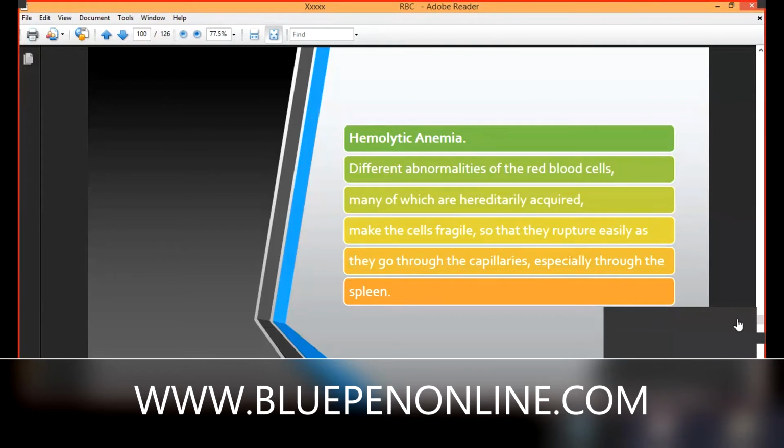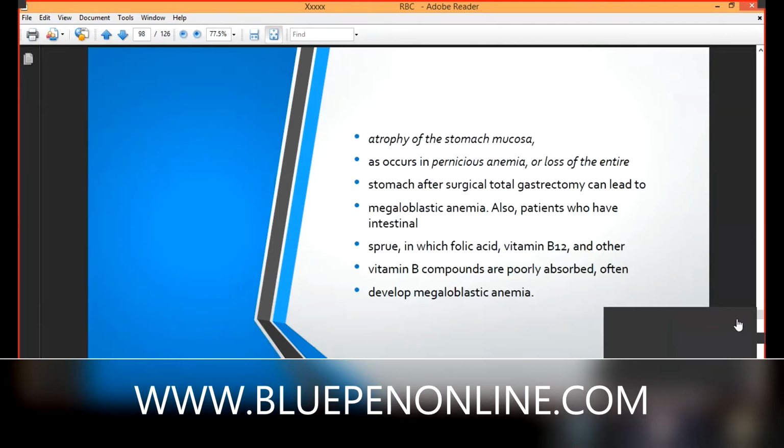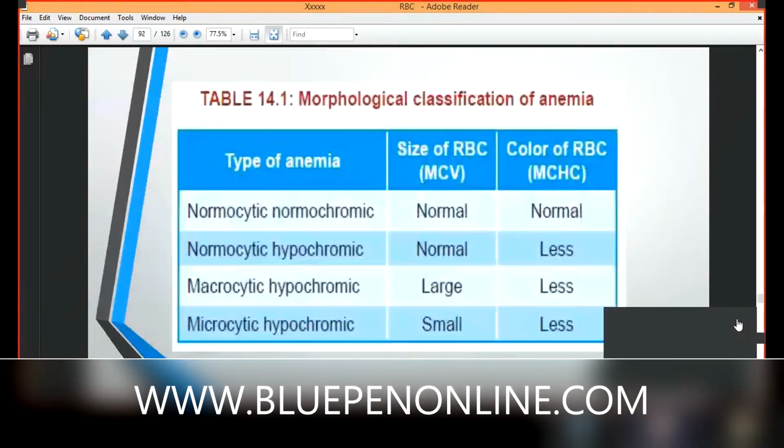One is normocytic and normochromic, that is, both are normal. Second one is normocytic and hypochromic, where the color is less. Then third one is macrocytic and hypochromic, that means bigger and color is less. And then microcytic, that is smaller and lesser color, hypochromic. These are the morphological classification.